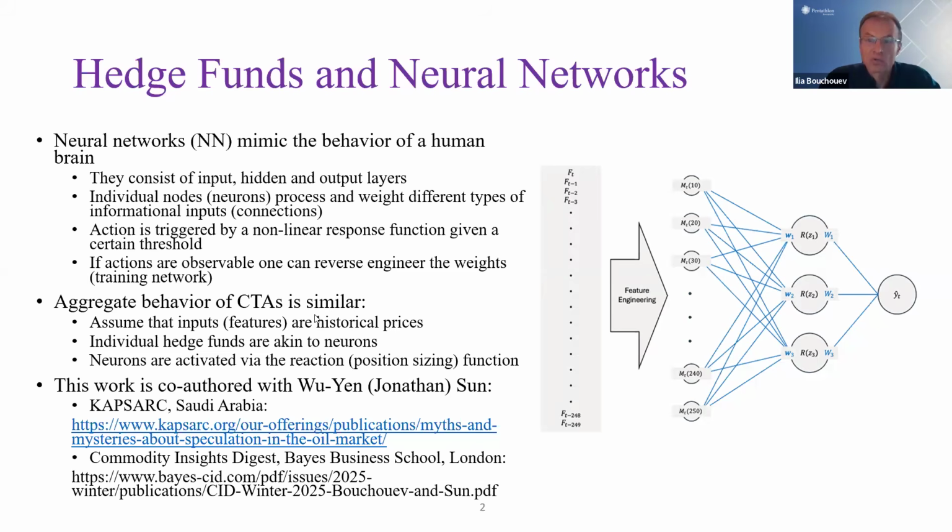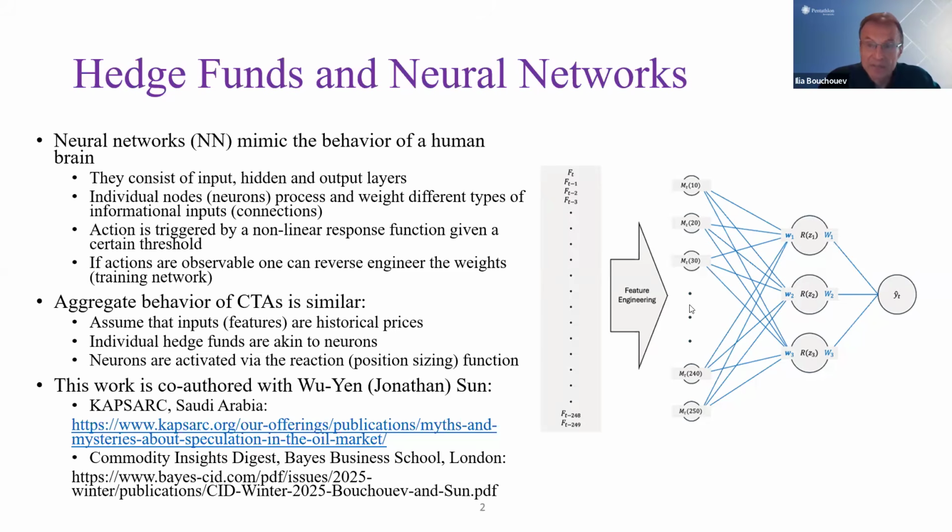And as you know, they use a lot of historical prices for their decision making because ultimately they are trying to identify patterns in the historical prices and bet that this pattern is going to repeat and trade based on that information. So in their case, the inputs or the features, which is here on the left, are historical prices. So the individual hedge funds then are basically neurons.